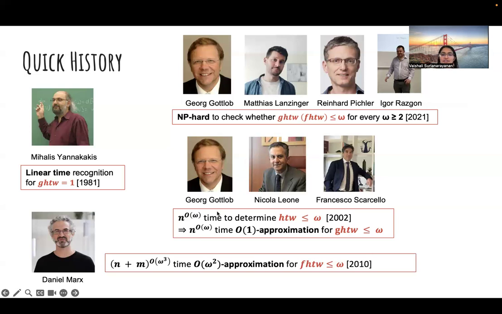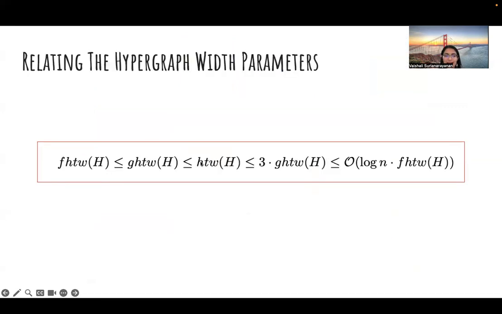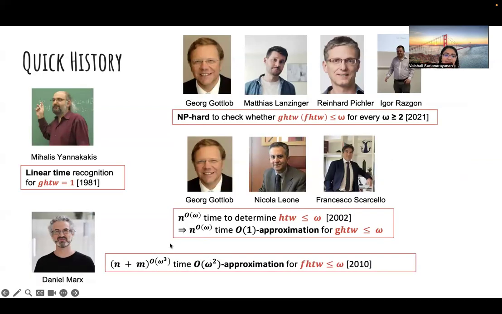And Georg Gottlob, Nicola Leone, and Francesco Scarcello, in the paper that introduced hypertree width, gave an XP algorithm for hypertree width at most omega. So this directly gives an XP algorithm for constant factor approximating generalized hypertree width, because recall that hypertree width is at most 3 times generalized hypertree width, right? Okay. And at SODA 2010, Dániel Marx gave an XP time, order omega squared approximation. So he gave an (n+m)^{O(omega^3)} time, omega squared approximation for fractional hypertree width at most omega. Okay.